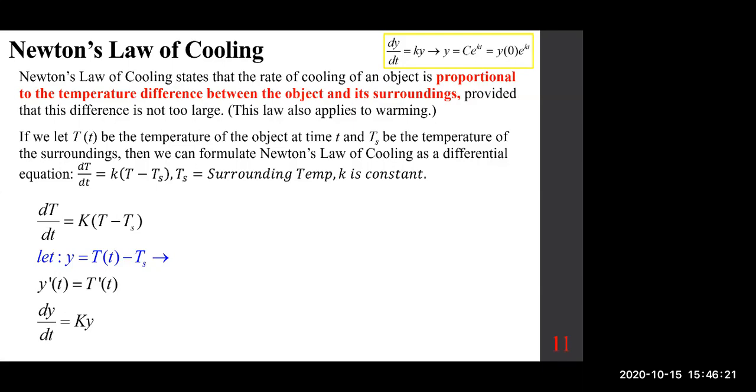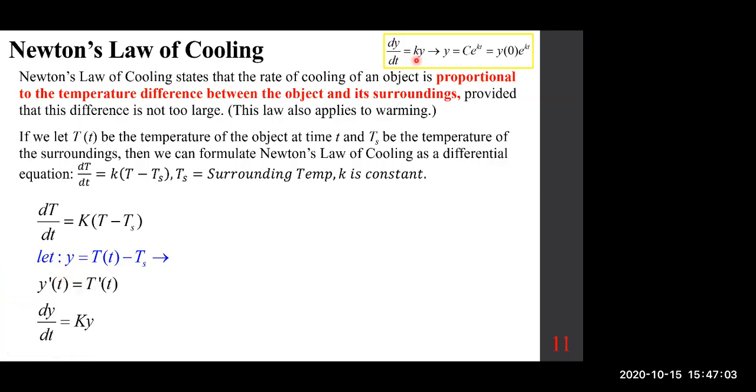So if we let capital T of t, capital T represents the temperature, lowercase t represents the time, capital T of t be the temperature of the object at time t, and T sub S be the temperature of the surroundings, then we can formulate what we call Newton's law of cooling, okay? So remember, dy/dt is ky. Now dT/dt is k times the same thing, y, but depends on what? Remember, I want to go back to this. I want to remind everybody what happened here.